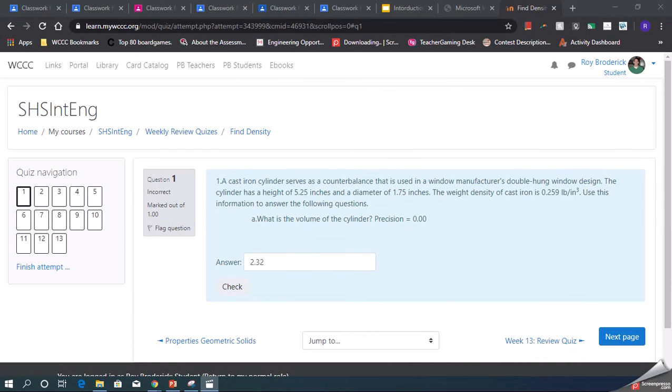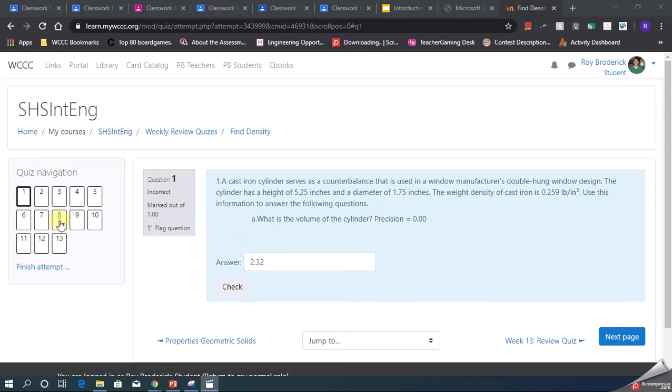So, cast iron. The first 7 questions all deal with this cast iron cylinder. It's used in a window to help counterbalance it, so the window doesn't fall right down. There's a weight that keeps it up and steady. The cylinder has a height of 5 1/4 inches and a diameter of 1.75. The weight density of the cast iron is 259,000 pounds per cubic inch. Use this to answer the following questions.